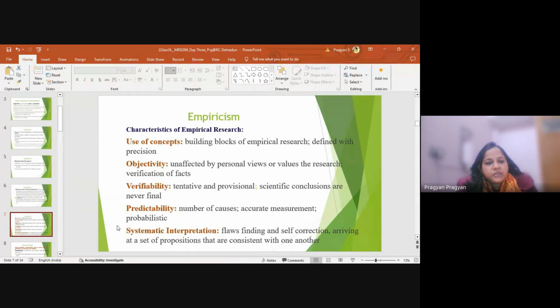The second characteristic is of course objectivity, but here this objectivity is not compromised. It is not limited as it was experienced in positivistic methodology.